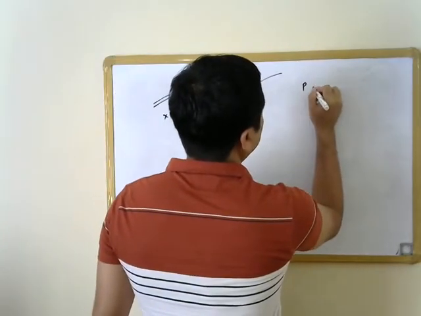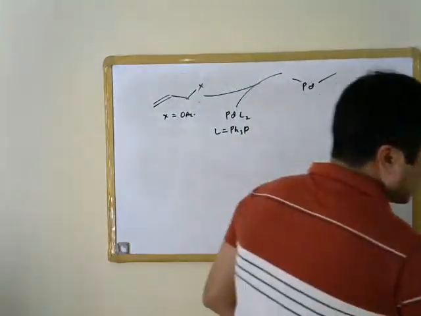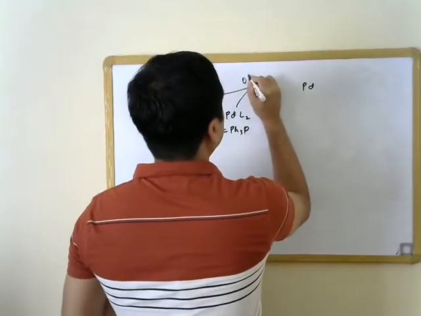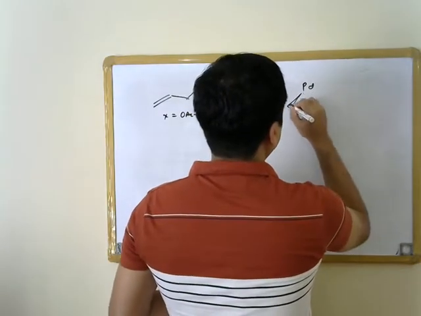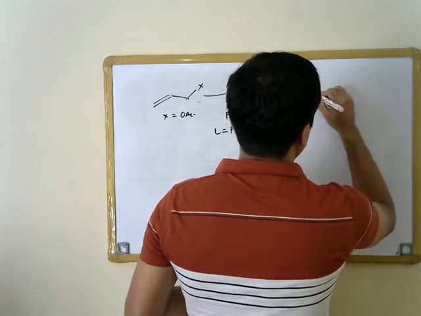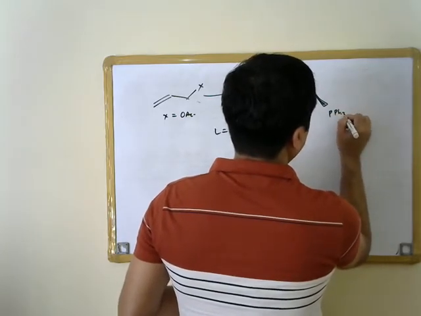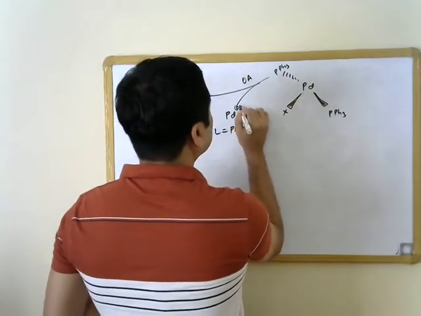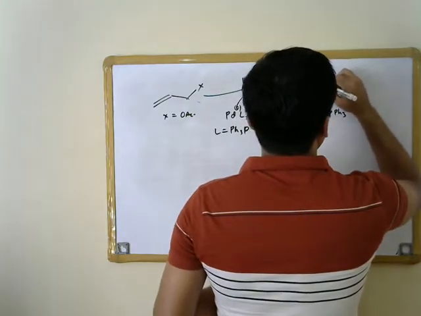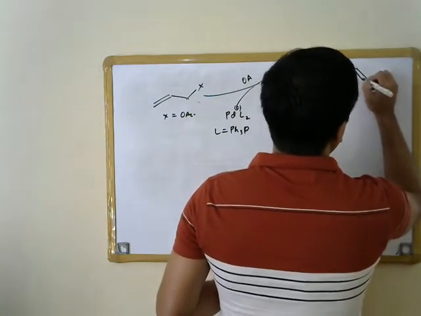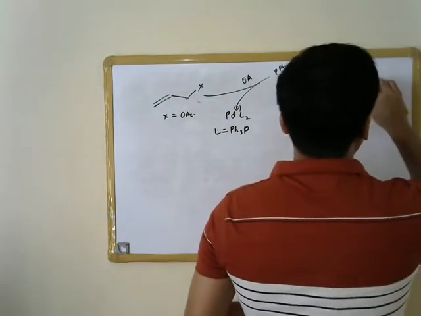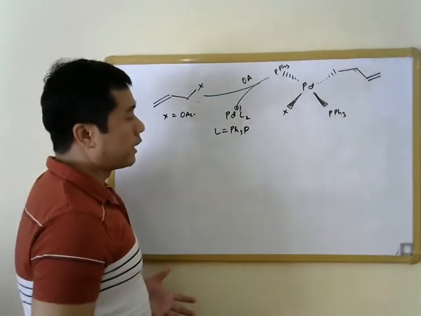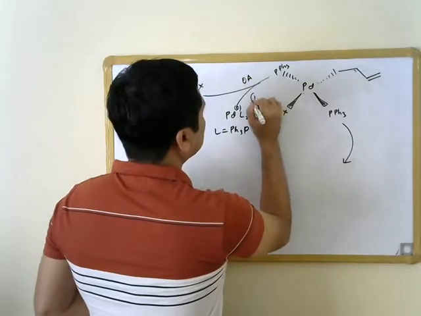So palladium, once it reacts with this allyl acetate, will undergo oxidative addition and get oxidized into the palladium +2 oxidation state, while in the starting it was in the palladium 0 oxidation state. And it forms a sigma allyl complex in this way. So this is how a sigma palladium allyl complex is formed. This is the first step of this reaction.